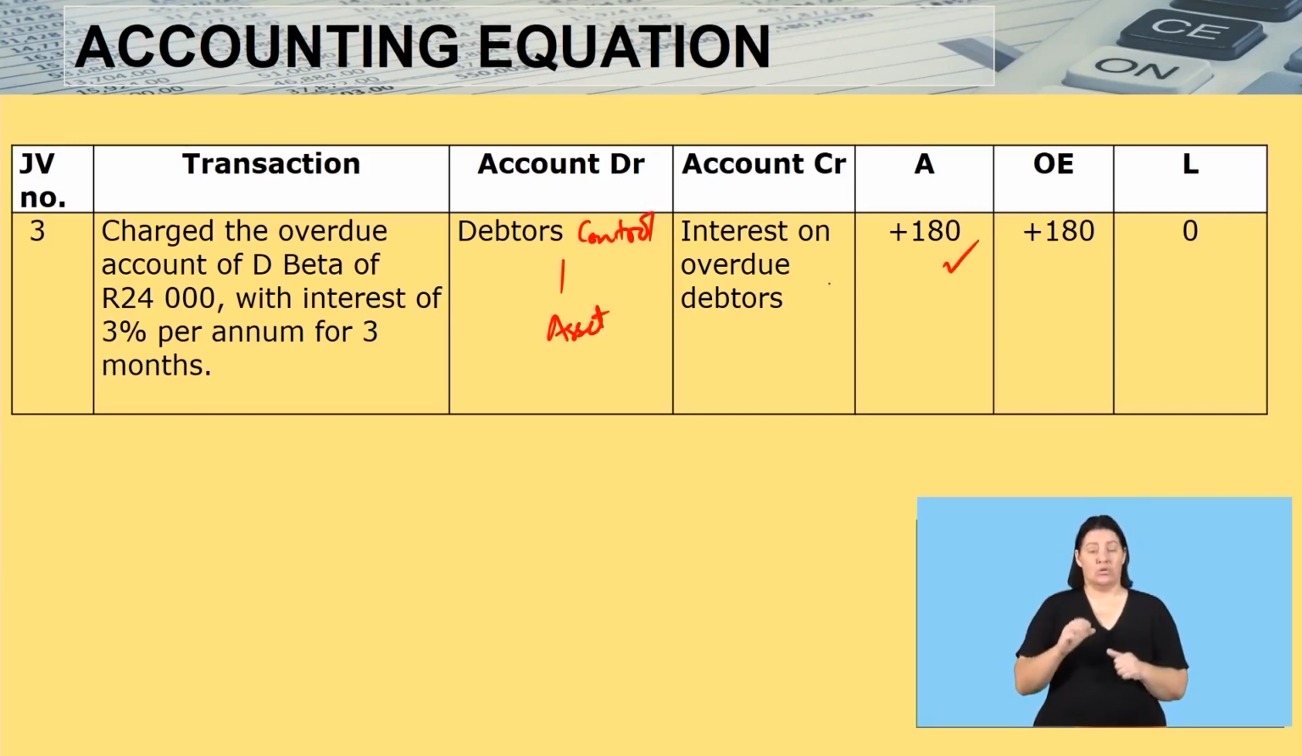And the account to be credited is interest on overdue debtors. So remember, this is interest income. So it will come to owner's equity plus 180. Any effect on the liabilities? No.